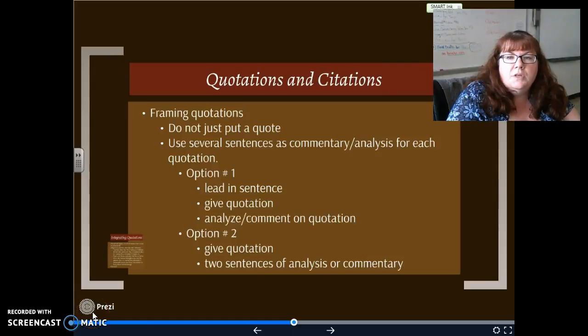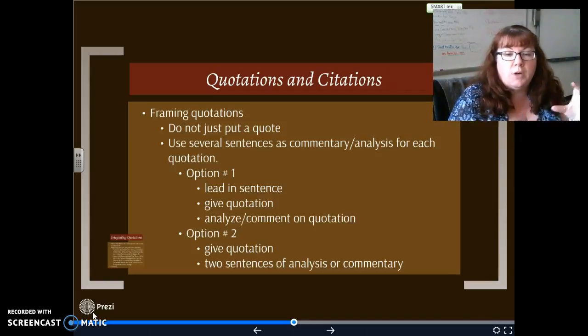Okay, class, today we're going to look at this idea of quotations and citations. I have two slides here for you to look at, one with the framework of what is discussed in the book on pages 160 through 166, and the other one is the actual integration, how it works and what it looks like with the actual quotes.